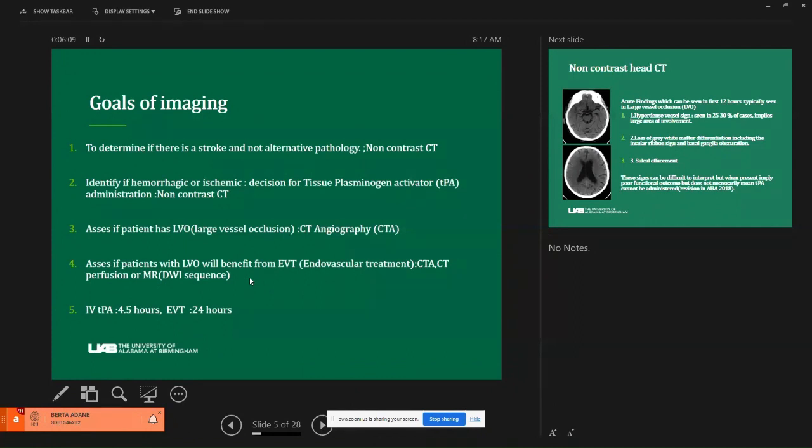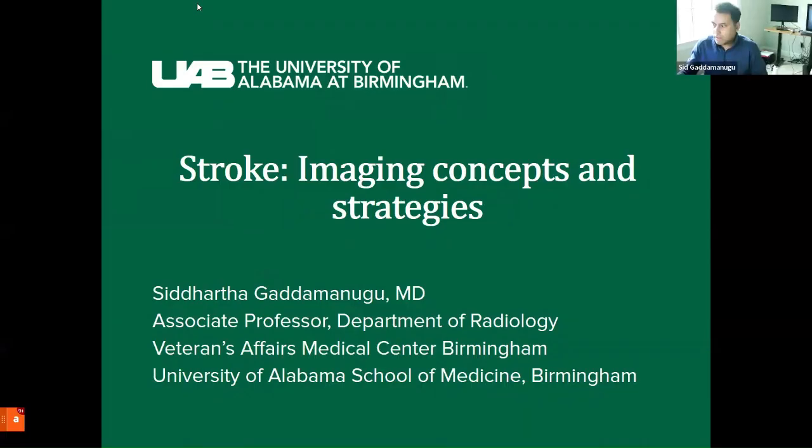The other sign I'm looking for on non-contrast CT is loss of gray-white differentiation, which is well seen on this study.